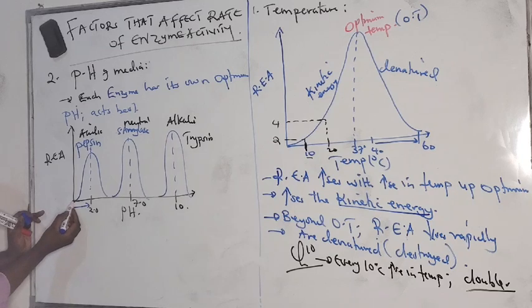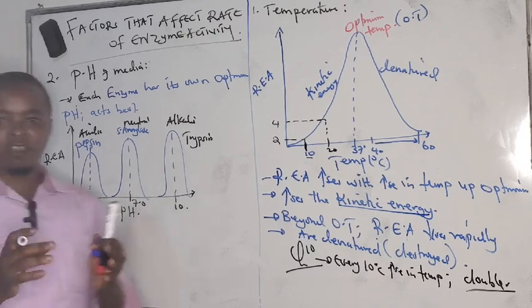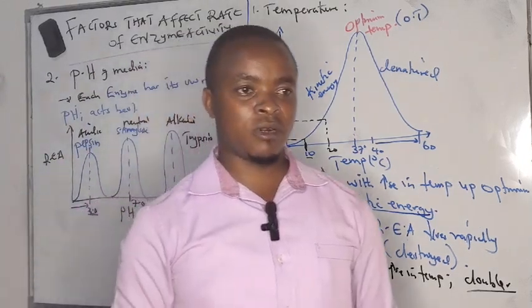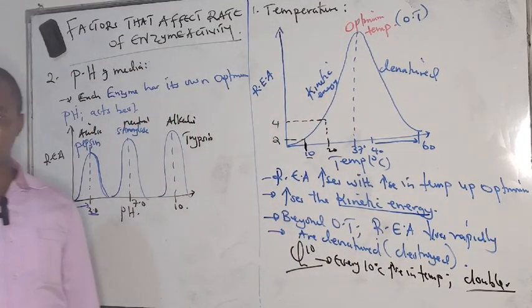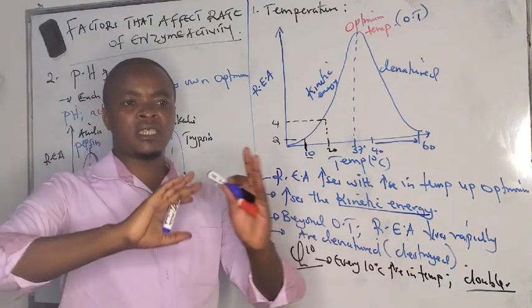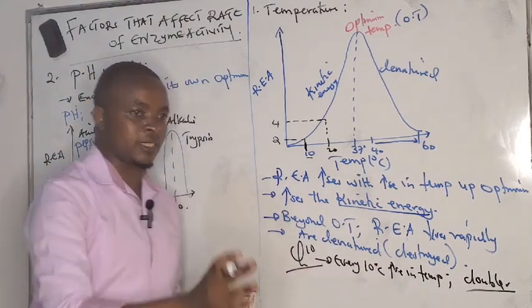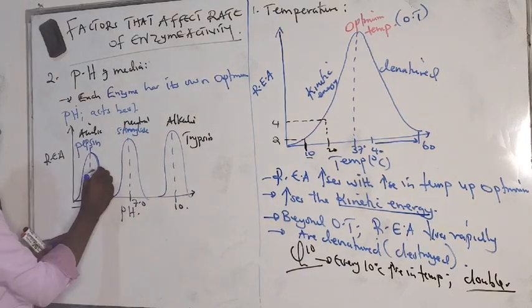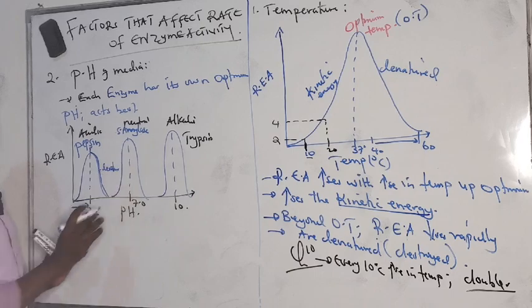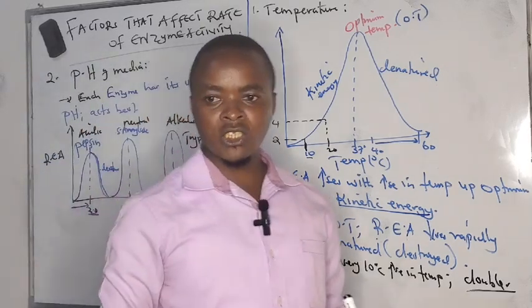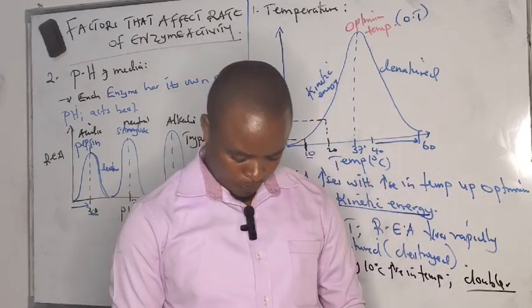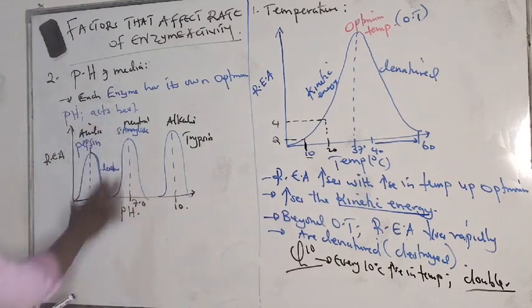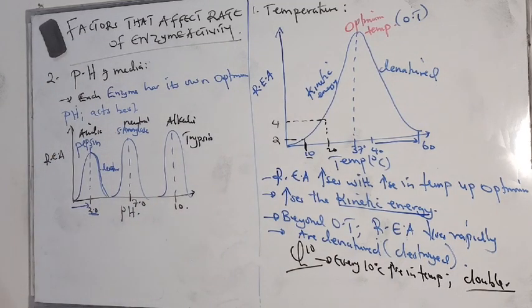And why is the rate of enzyme activity increasing with increase in pH up to the optimum? It is because this pH favors the binding of substrate to form products. But beyond the optimum, the rate of enzyme activity decreases rapidly because the increase in pH beyond the optimum denatures the enzymes. And we told you denaturation is just a change in the active site so that the substrates can no longer recognize the active site to bind and form the product. That is how pH affects the rate of enzyme activity.